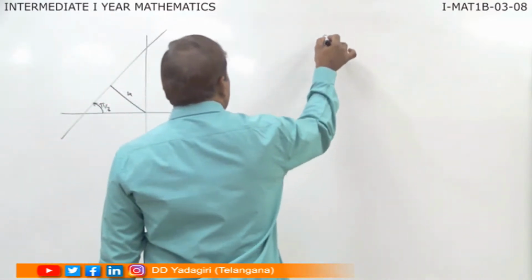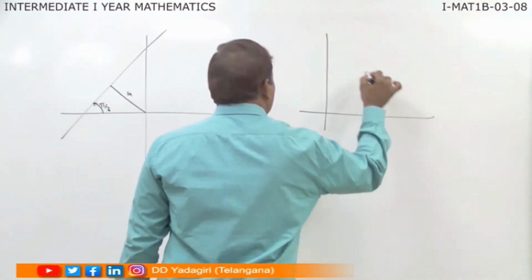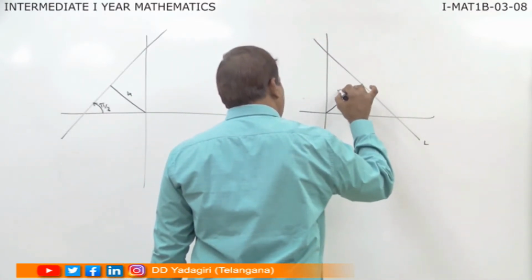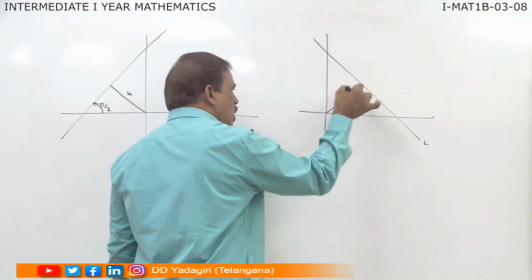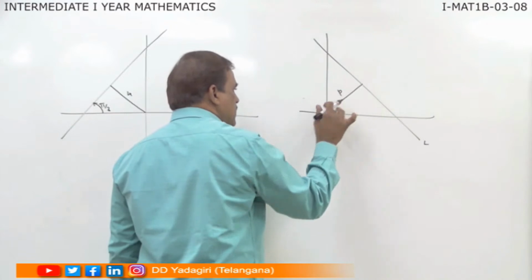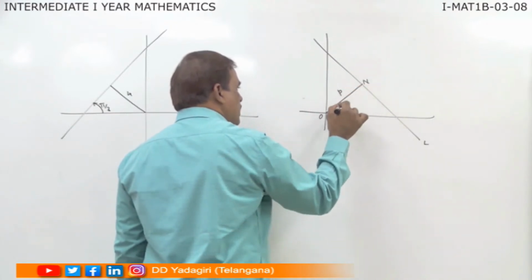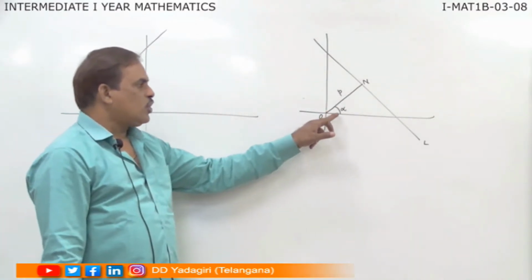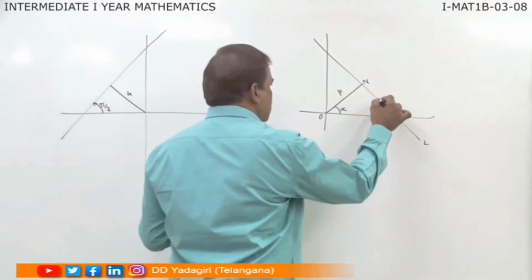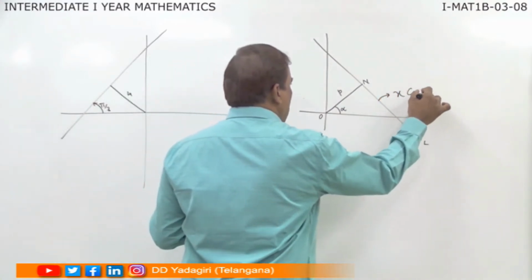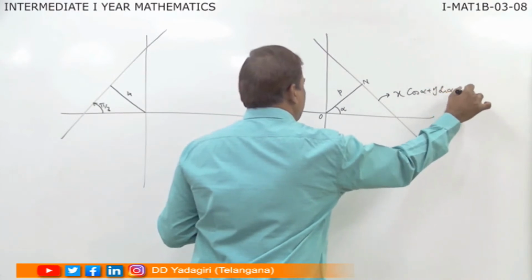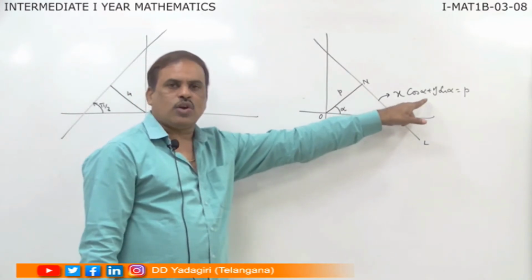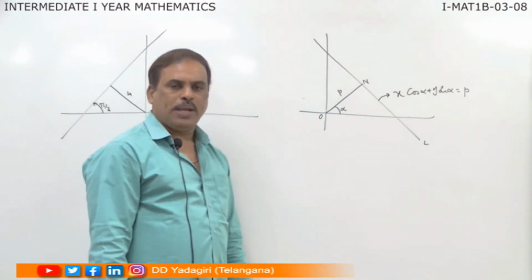Now we are seeing the normal form of a straight line. This is the line L. Perpendicular distance of the line from the origin is p units. This is called the normal or perpendicular. This line ON is called a normal. The inclination of the normal is alpha. When the inclination of the normal is alpha, the equation of this line is x cos alpha plus y sin alpha is equal to p.